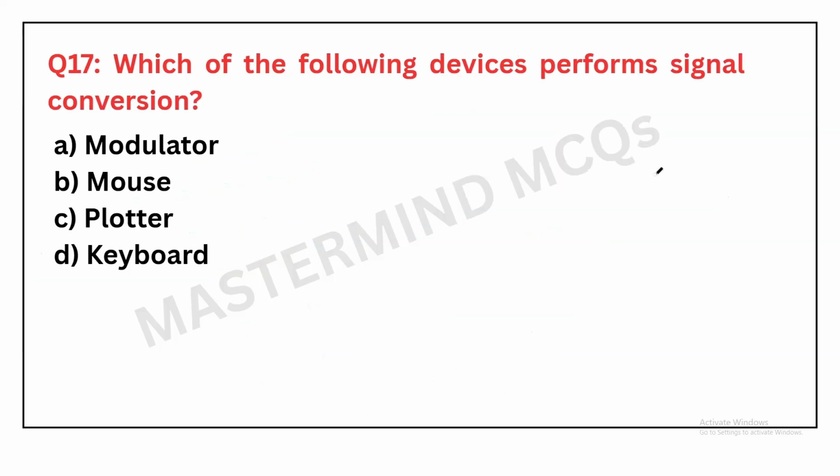Question number 17. Which of the following devices performs signal conversion? Option A, modulator. Option B, mouse. Option C, plotter. Option D, keyboard.